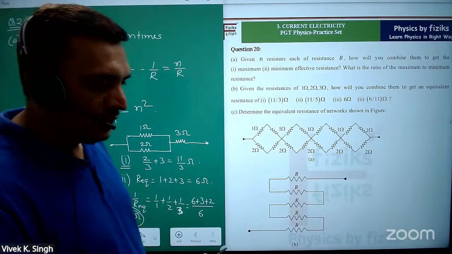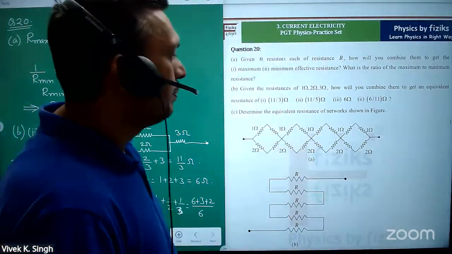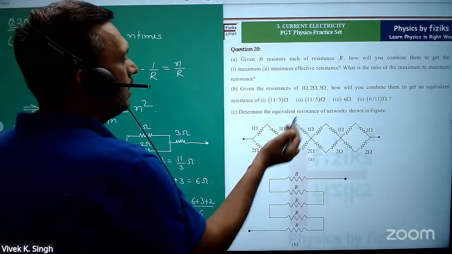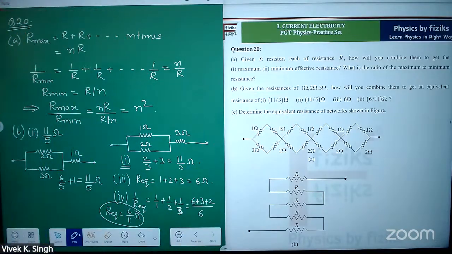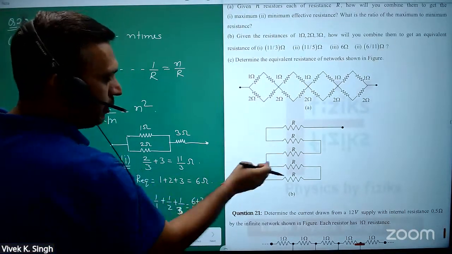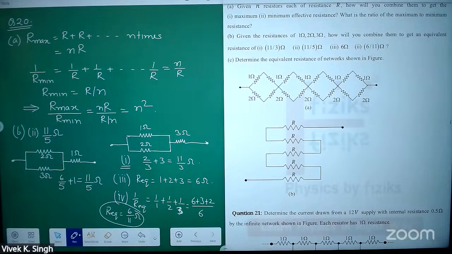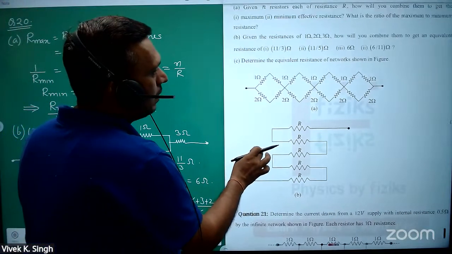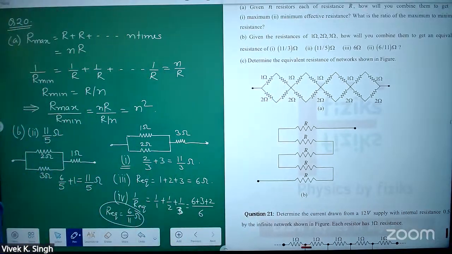So you just have to see how you will arrange them in series and parallel so that you can get the equivalent resistance. Now C part, you have to find, in figures A and B, what will be the equivalent resistance? Let's calculate. Let's check the equivalent resistance in this case. Take 2 minutes and try to calculate.